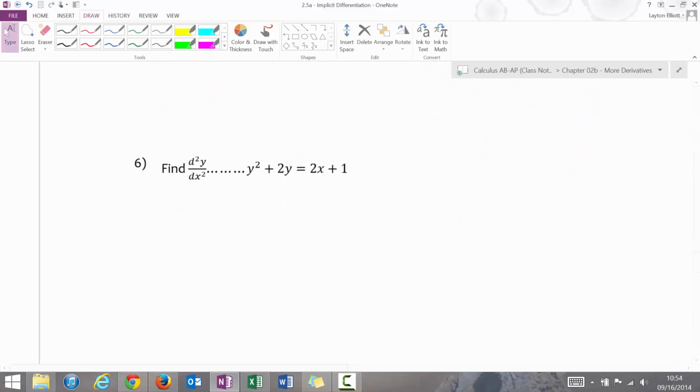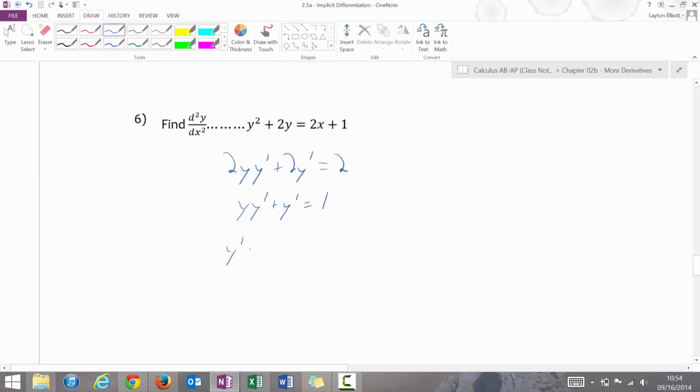Let's practice another one of those. First, find a first derivative. So 2y y prime plus, this is actually going to be 2y prime equals, derivative of 2x is 2, and then plus 1 is 0. You'll notice everything here is 2's, so I'm going to cut them out and make them all 1's.